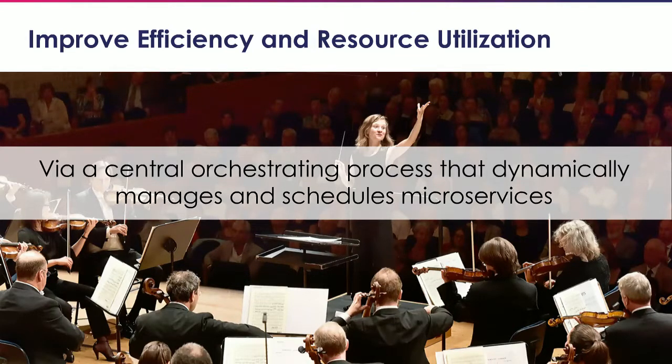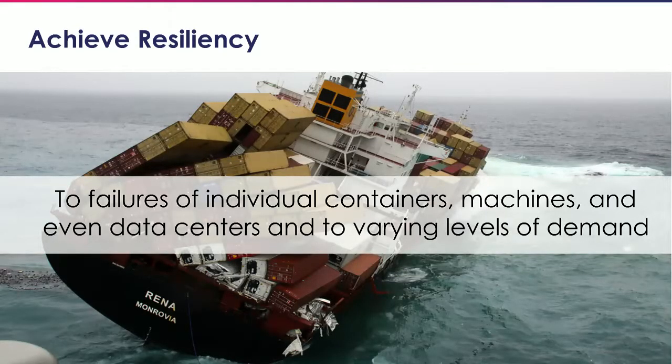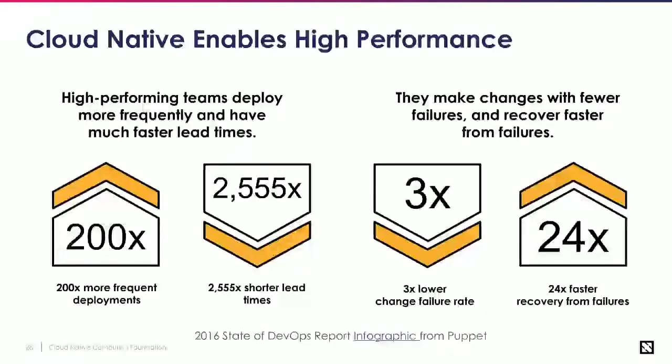And it essentially just gets in a control loop where it knows the environment, the rules it's supposed to be following, it looks at what reality is, and then it makes the changes to adjust one to meet the other. And that allows for significant improvements in resiliency. Kubernetes is really designed so that any individual container can die, any individual machine, even entire data centers, and critically to varying levels of demand. So that ability to scale up very quickly when you have a flash crowd, but also scale down where the demand isn't there. So this whole cloud native environment enables significantly higher performance.